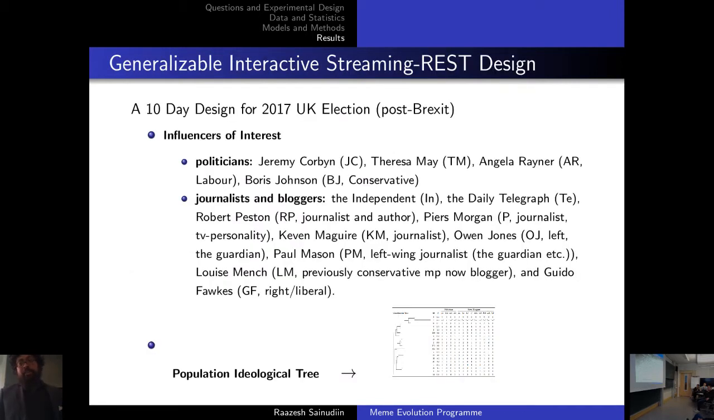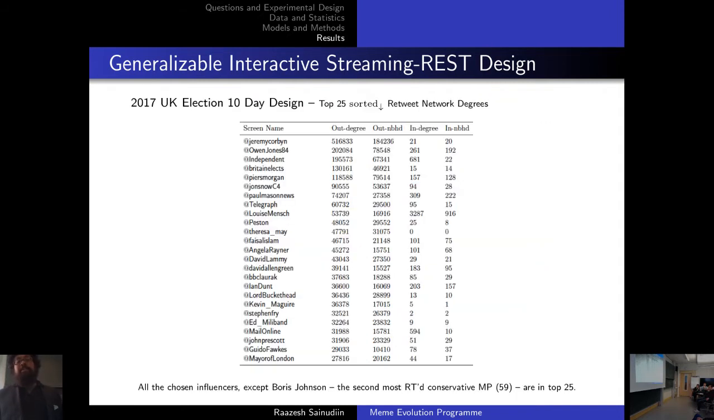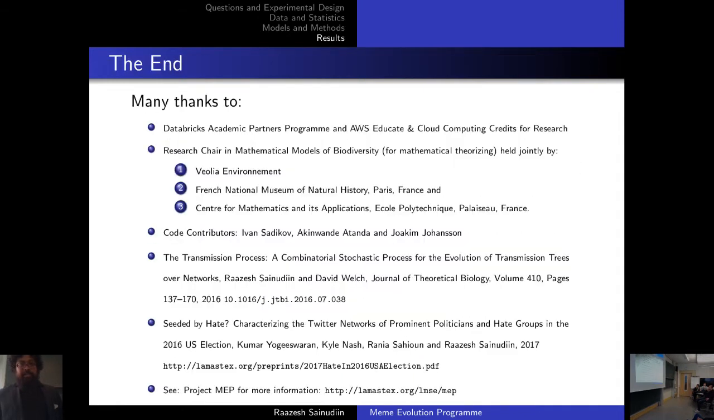And then this is for the UK election. I'll shut up. We've done exactly the same thing for the UK election with ideological trees. This was done mostly by Joachim Johansson. And this is where we had to formalize forests, because Theresa May is like her own world. We could never connect her to anything. But the maths is easier, so we just have ideological forests. I think I'll just stop.